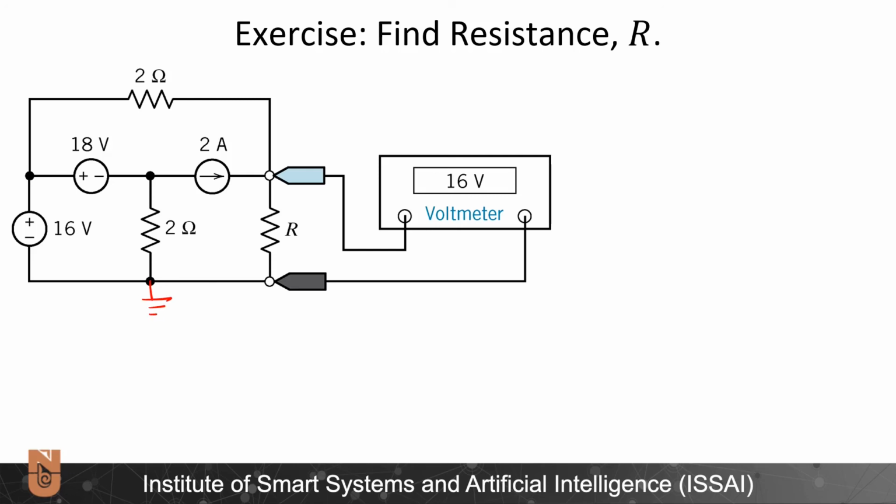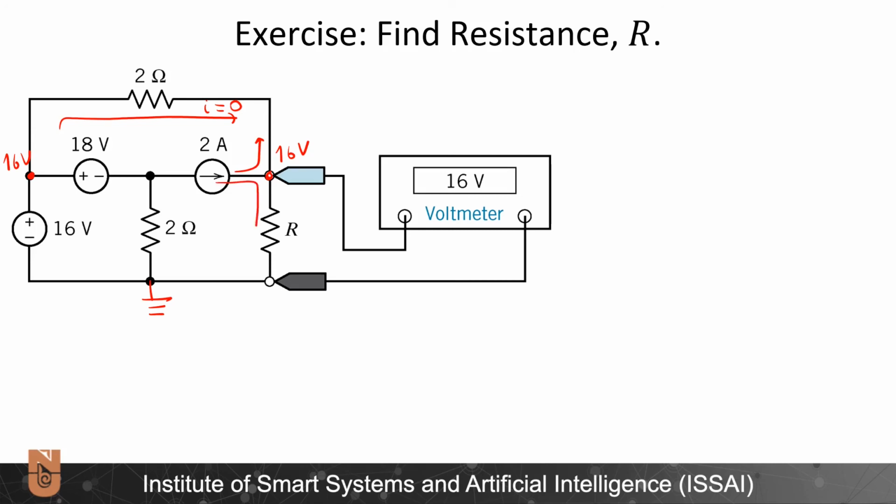I will define my reference node as here. Here I will put 16 volts. And here between the reference node and this node, 16 volts is measured. So I have 16 volts here as well. Accordingly, I will know that the current passing through here is equal to 0 because we just don't have any potential difference. So if we don't have any potential difference and the current is 0, I will not have any currents passing this way.